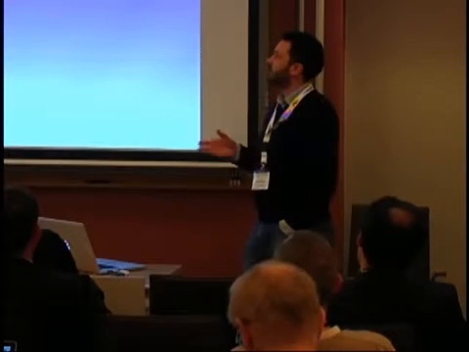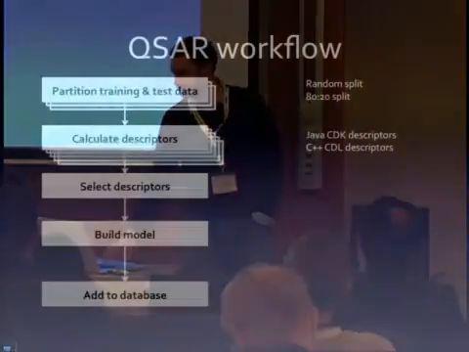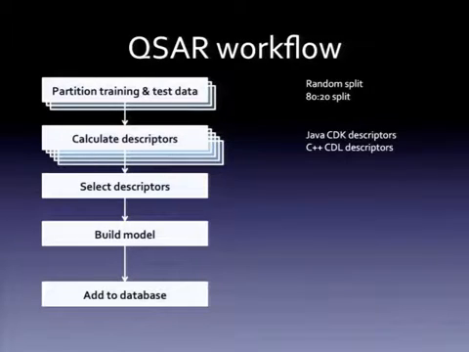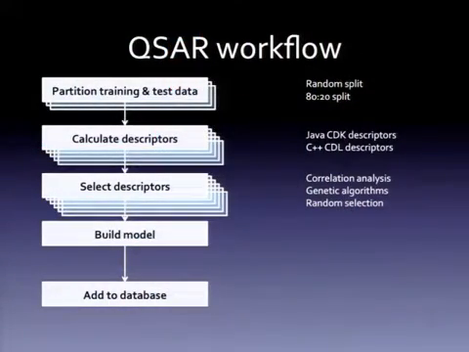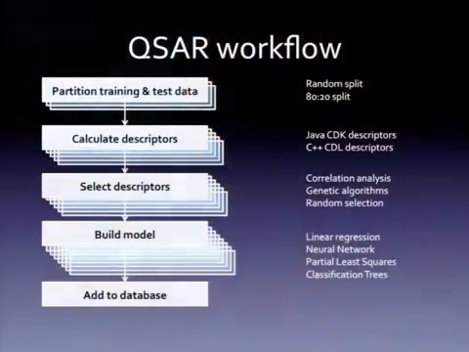Now, we automate this QSAR process, and one of the unique things about our particular use case is that there are multiple ways of performing each of these actions. So there are different ways you can partition the training and test data. There are lots of different descriptor calculators you can use, implemented in different languages, different licensing. There are different ways of picking which descriptors we're going to use, different algorithms to determine that.